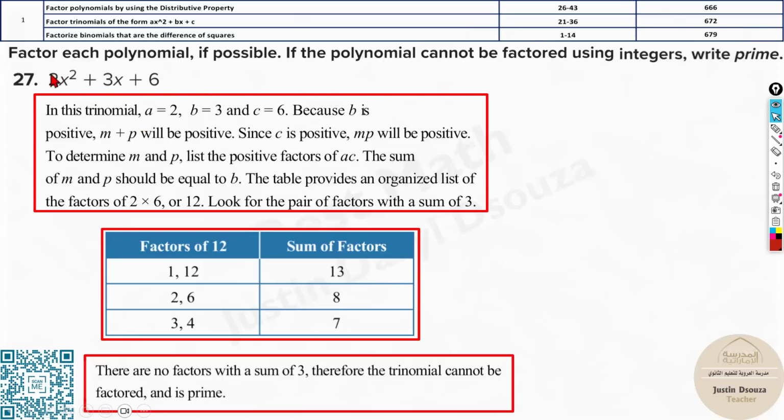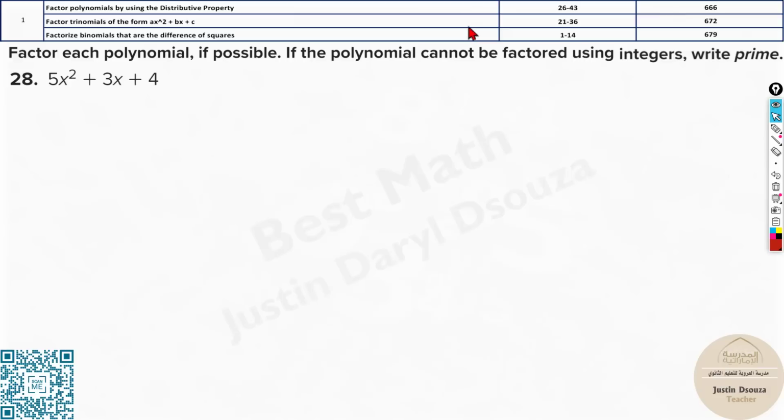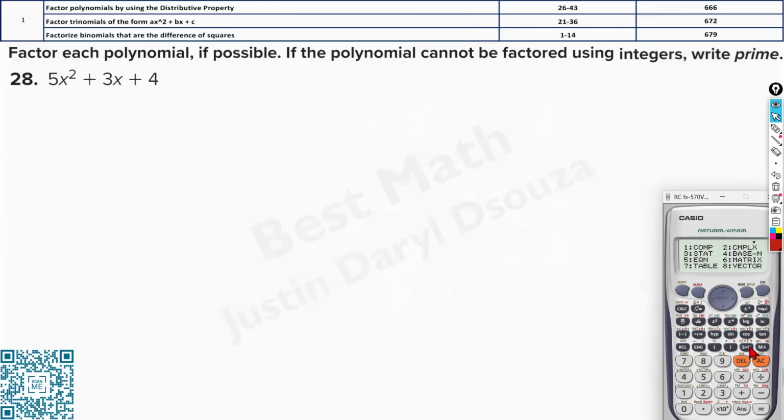Now what are this A, B and C? A is the coefficient of x squared, this is B and C. You can see in your topic details also they are mentioned as A, B, C. Now let's do this problem. Calculator is a must. It's mod, 3, 3 and 4.